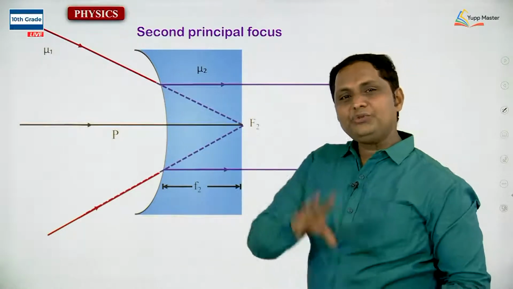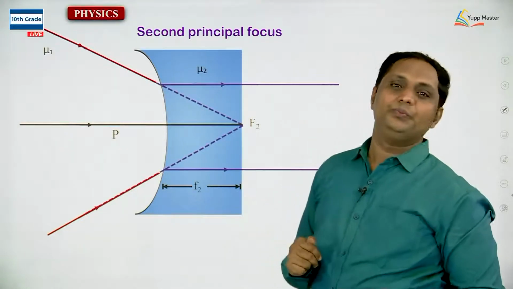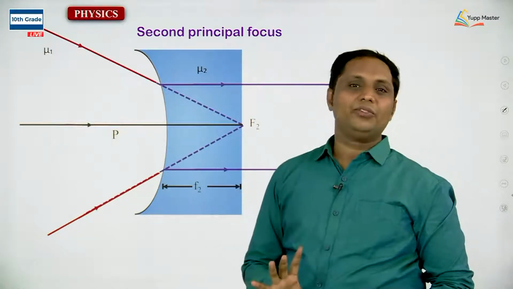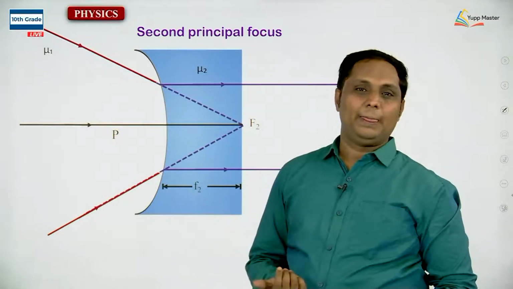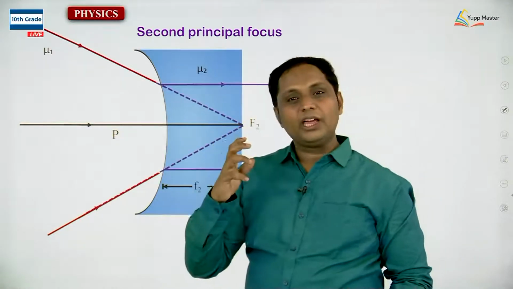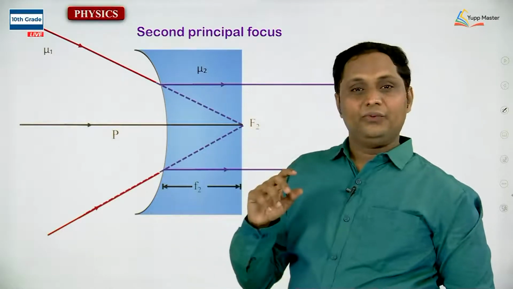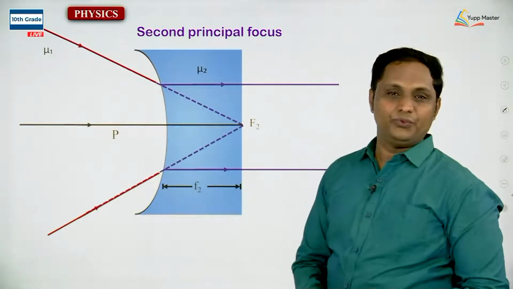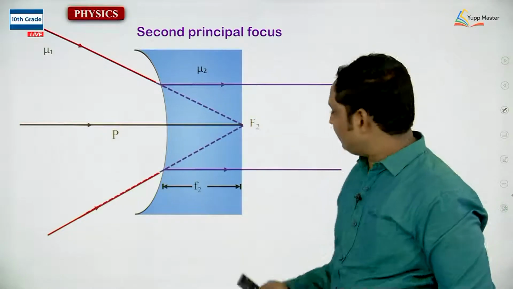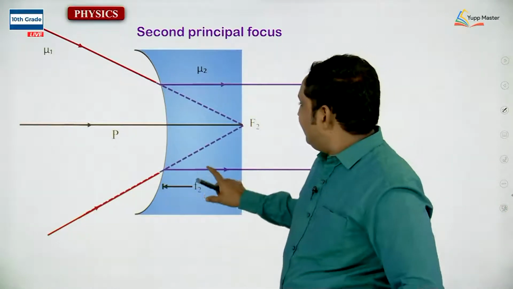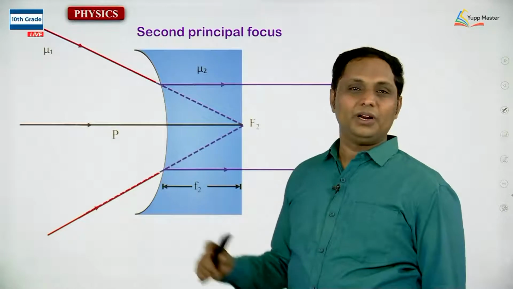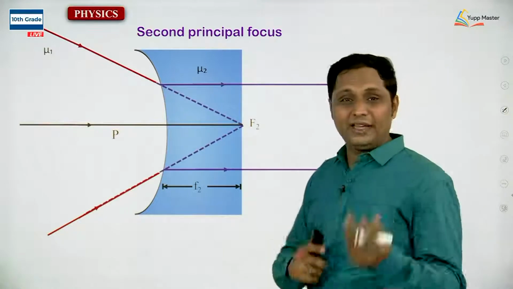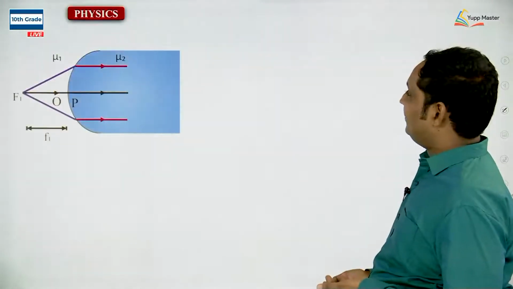If you are going to take that F1 and F2, in case of a convex refracting surface, F1 is negative. In case of a concave refracting surface, F1 is going to be positive. If you are going to take that F2, it is also positive for this concave refracting surface. We will derive the expressions also, whatever it may be. We just have to see that.